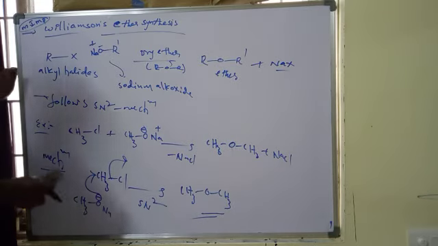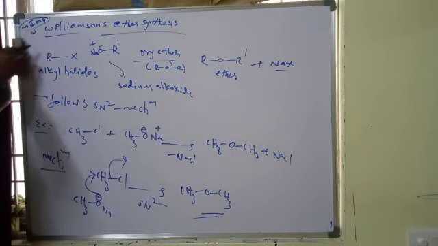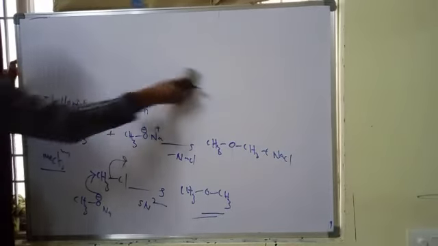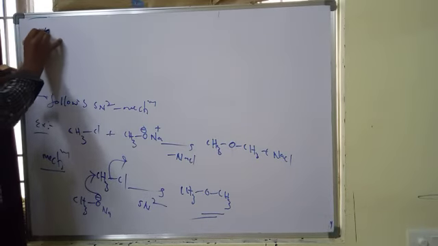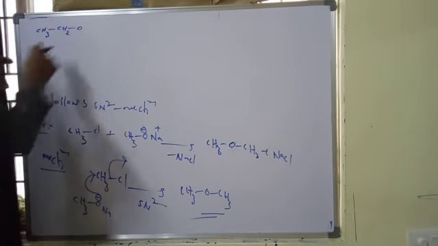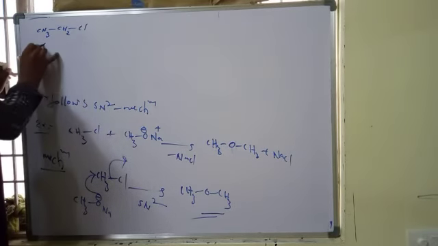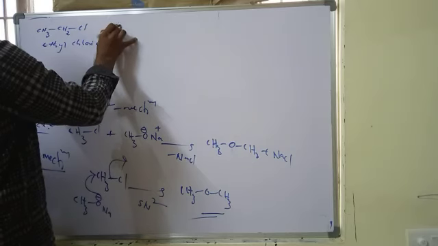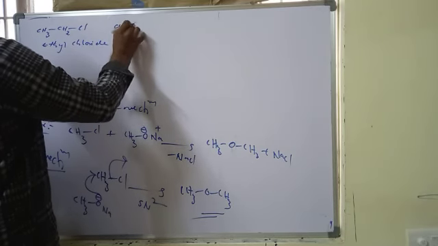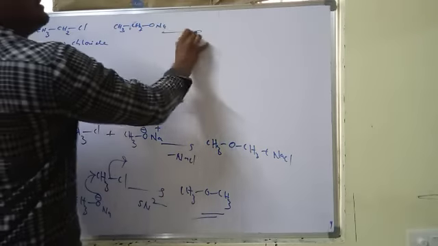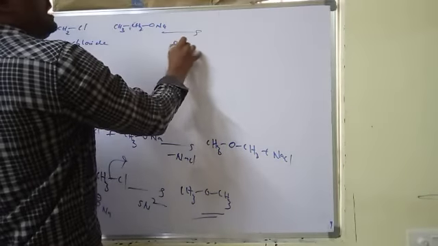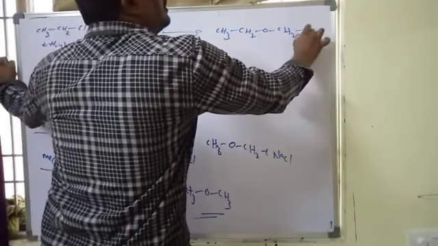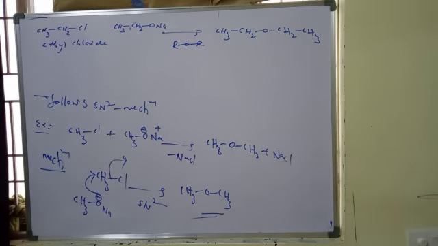If you want to prepare other ethers, for example, ethyl chloride and sodium methoxide, NaCl eliminated, and ether is the solvent. Now we will get ethyl methyl ether.